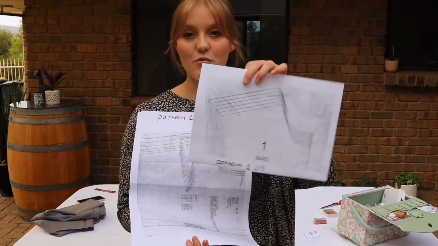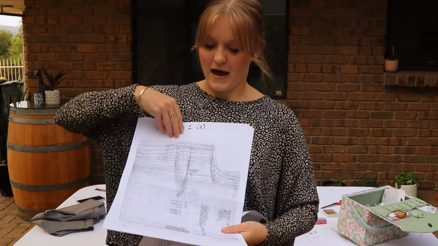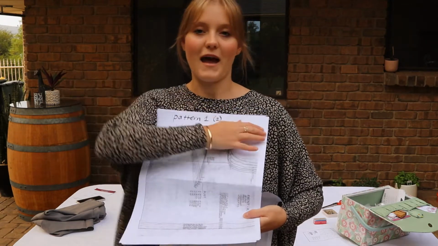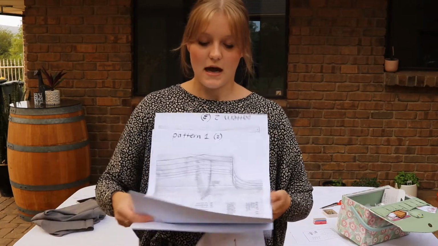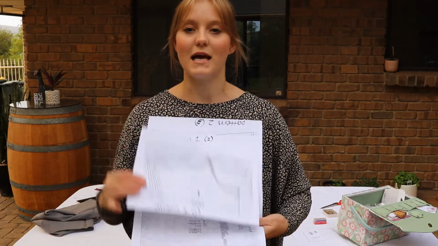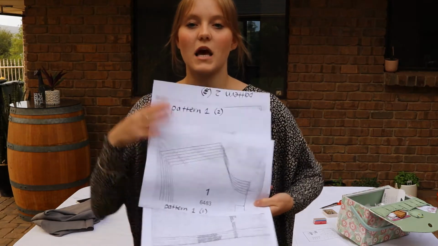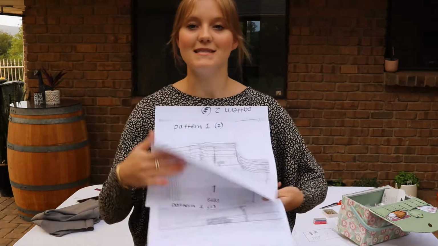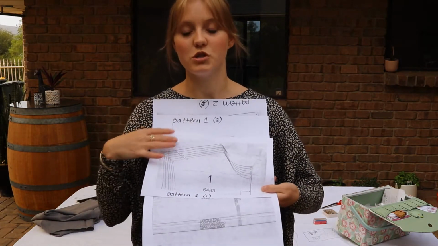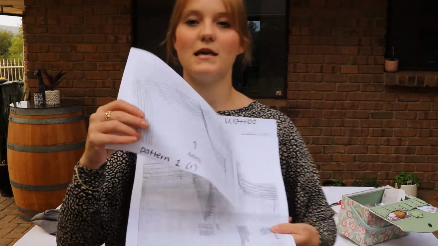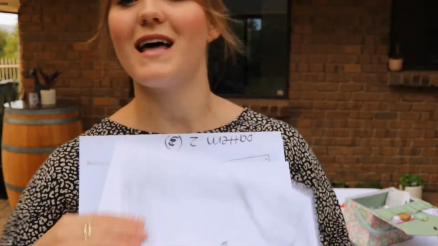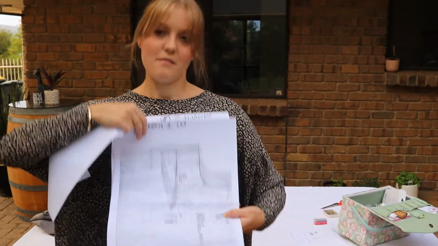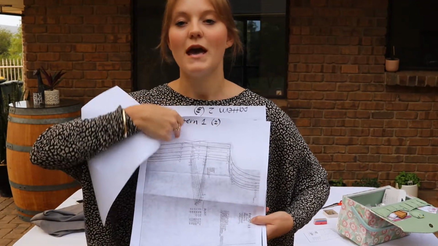This is an example of all of the pieces of a pattern that you will receive and need to cut out in order to make your shirt. Now we've tried to label them as clearly as possible, and unfortunately the top and the back pieces were far too big to just print on one. So as you can see here, we've listed down the bottom, we have pattern 1 and number 1, so that's piece number 1, pattern 1, piece number 2, and so on.